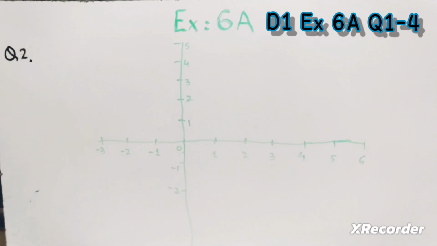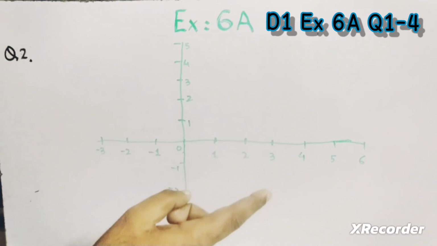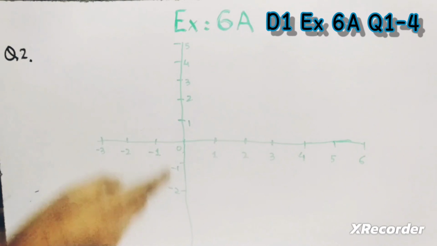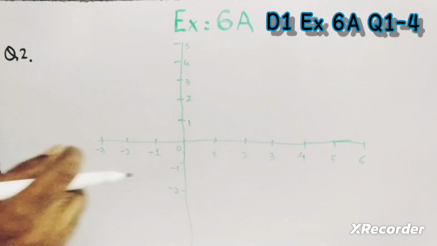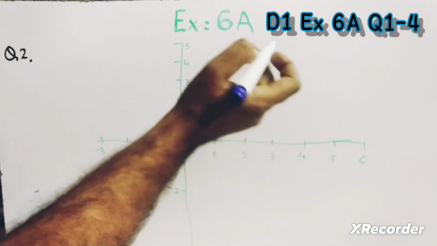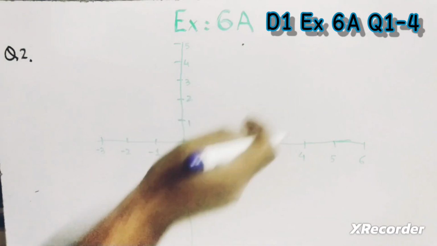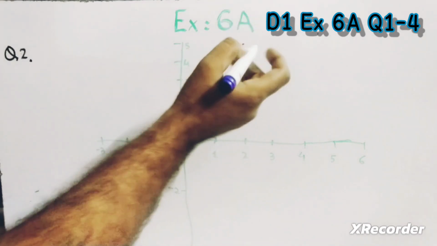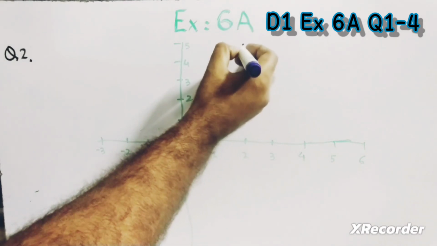Now question number 2. On a sheet of graph paper, use a scale of 1 cm to represent 1 unit to draw the x-axis with values of x from -3 to +6 and the y-axis from -2 to +6. Now we have to plot the following points. First of all, the first point is A and its coordinate is 2, 5. For A, 2 on the x-axis, 5 on the y-axis. So this is our point A.